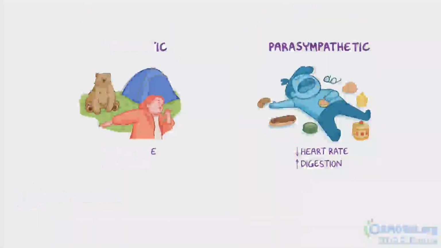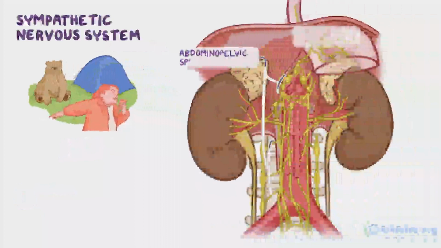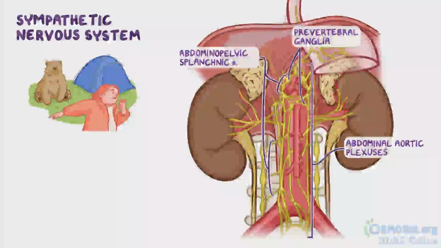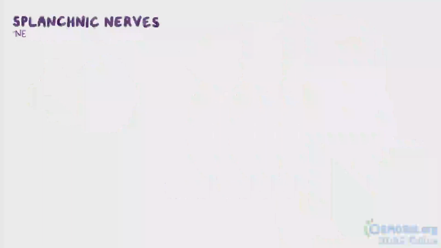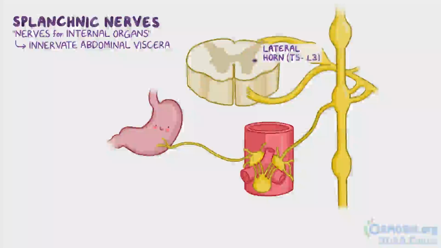Let's take a deep dive by first looking at the sympathetic nervous system, which consists of the abdominopelvic splanchnic nerves, prevertebral ganglia, the abdominal aortic plexuses and their extensions, the periarterial plexuses. Splanchnic nerves mean nerves for the internal organs, so they innervate the abdominal viscera. Abdominopelvic splanchnic nerves contain sympathetic fibers, which arise from cell bodies in the lateral horn of the gray matter of the spinal cord, from T5 to L2 or L3 spinal segments.